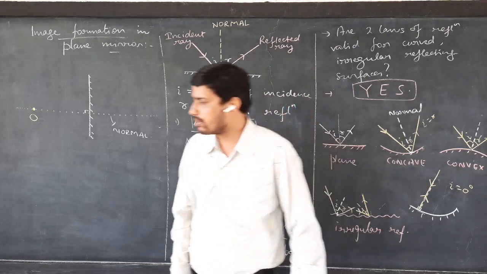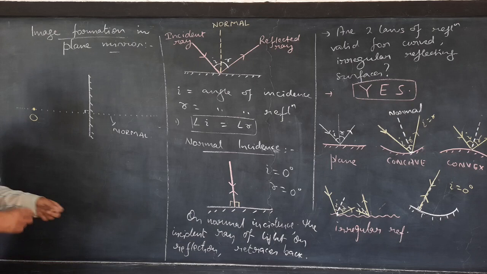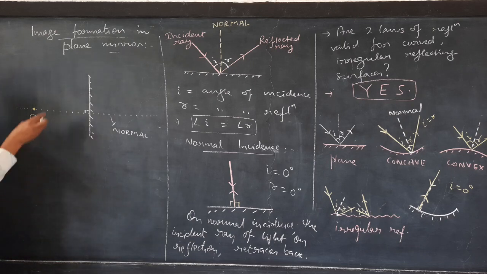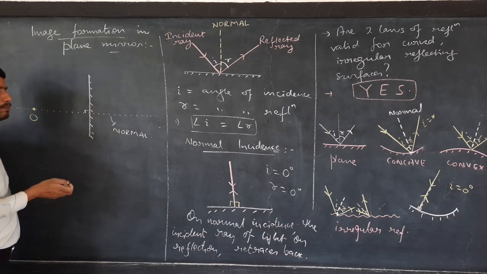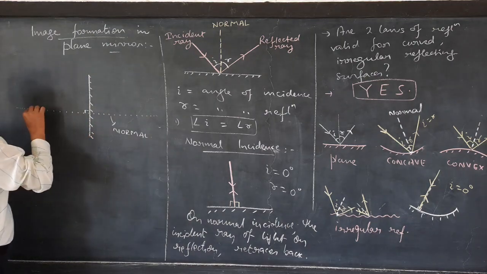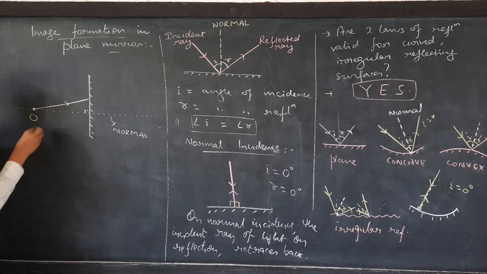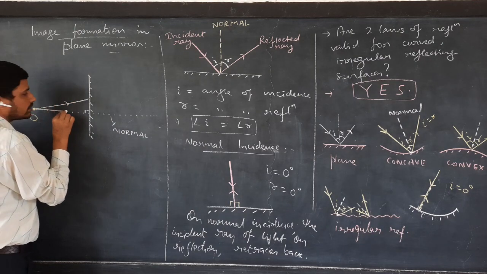Let's see what happens in the case of a plane mirror. Don't bother much about these terms. We'll discuss in detail about real and virtual images. For obtaining the image, a minimum of two rays are needed. So I will draw one ray like this and another ray like this.